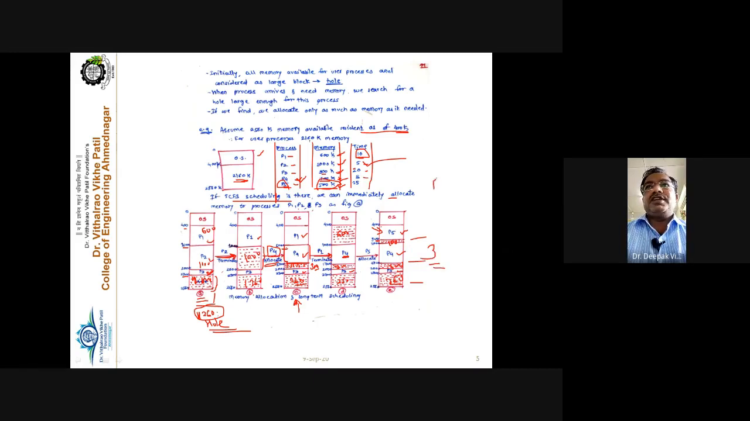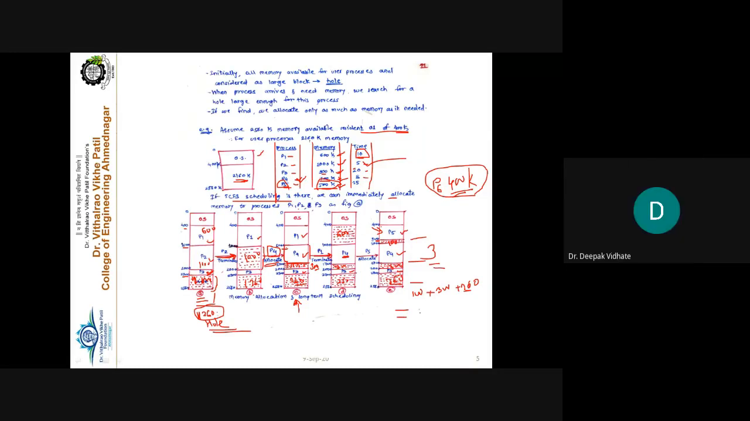And suppose the next new process arrives in the system, that is the P6 process, and its memory requirement is, say for example, only 400K. So we cannot allocate the P6 process inside the main memory. Why? Though if you calculate 100 plus 300 plus 260, the total free space available is 660K. The memory is available, right?